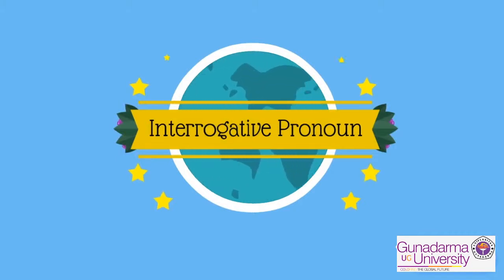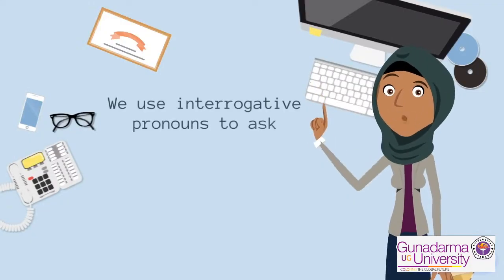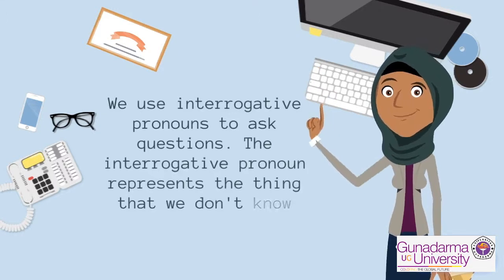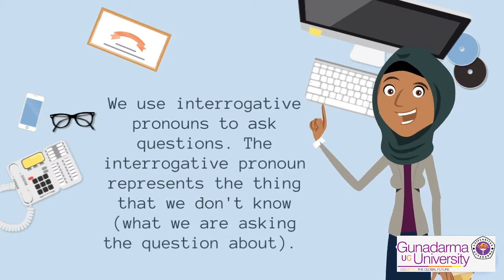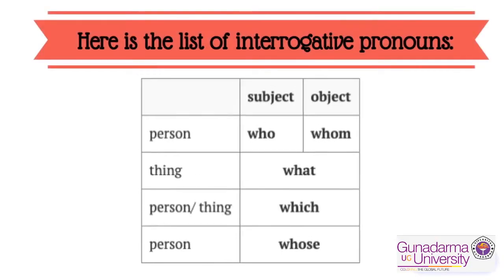Interrogative pronoun. We use interrogative pronouns to ask questions. The interrogative pronoun represents the thing that we don't know or what we are asking about. Here is the list of interrogative pronouns: who, whom, what, which, whose.